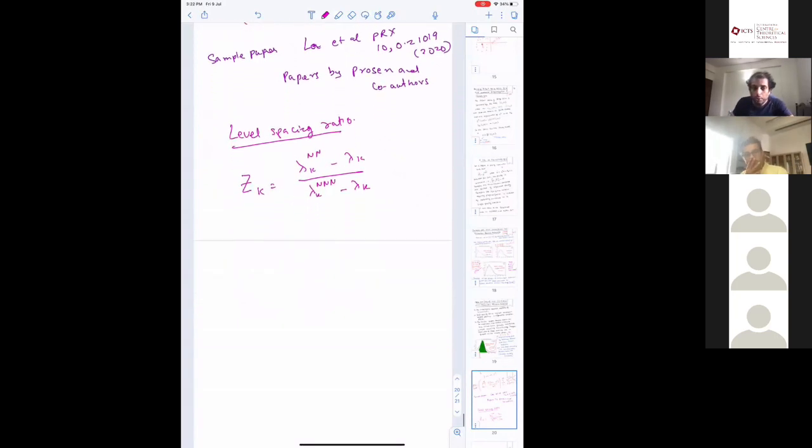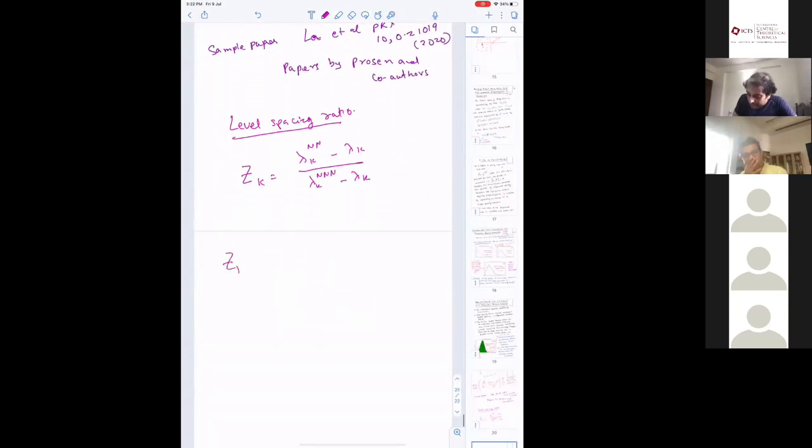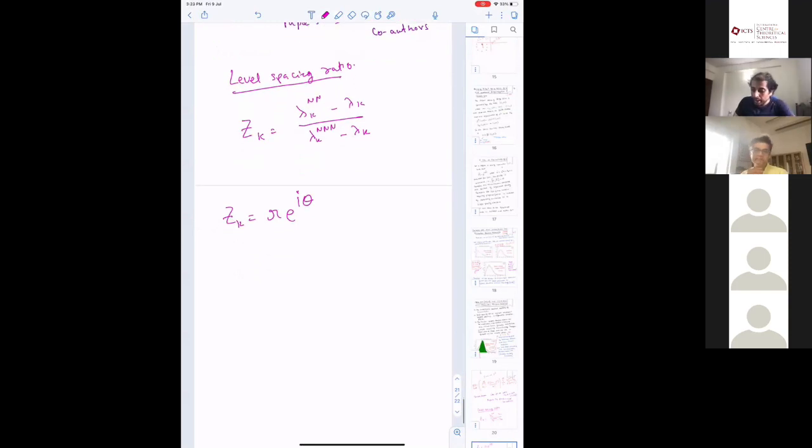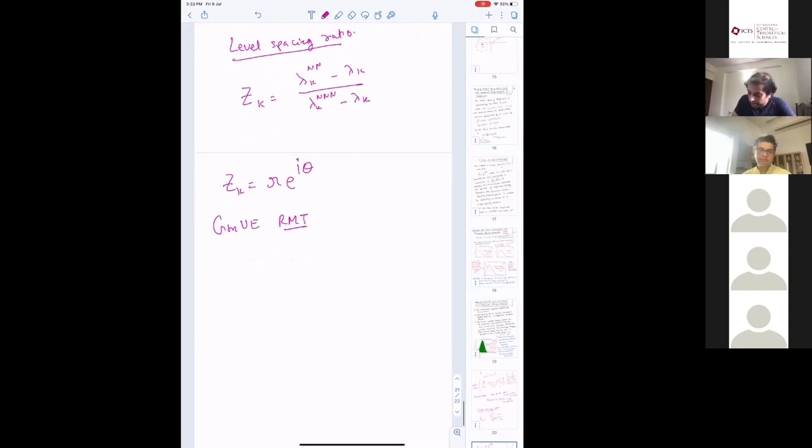What is known, what is important, is the following. Let us think of z_k as r e^{iθ}. This is a complex number, and I will call it r e^{iθ}. Now let me tell you what is known. If you have a Ginibre random matrix, then the average of cosine theta is close to 0.237, and the average of r is basically 0.74.